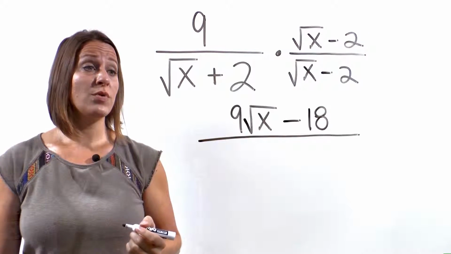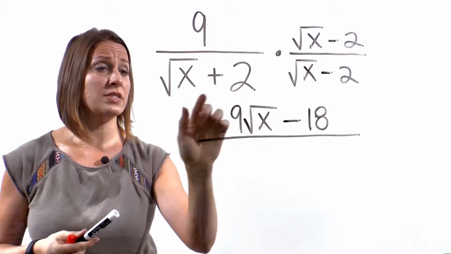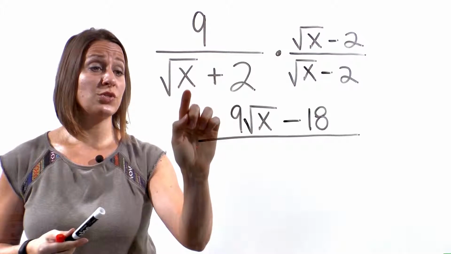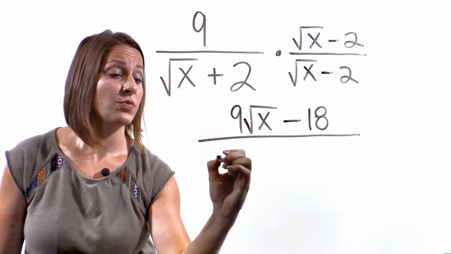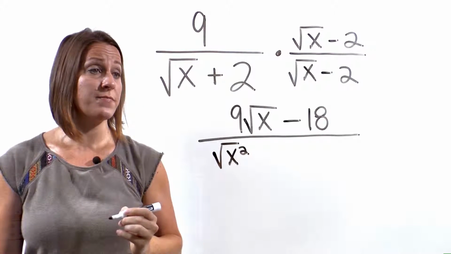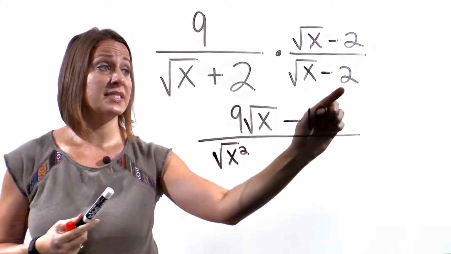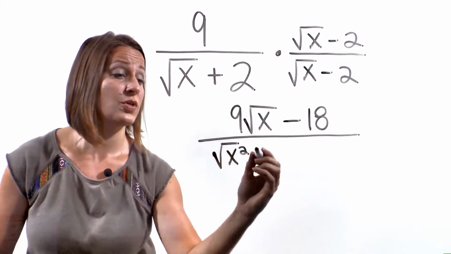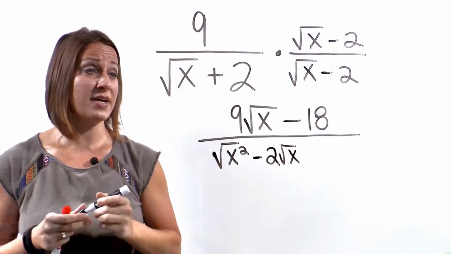Next, we're going to multiply the bottom two binomials. We'll first do square root of x times square root of x, which for right now we can say square root of x squared. Then we'll take square root of x times negative 2, which is negative 2 square roots of x.